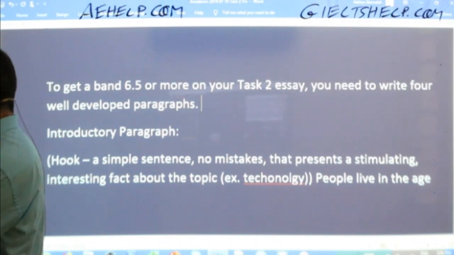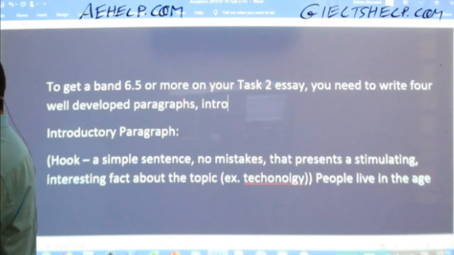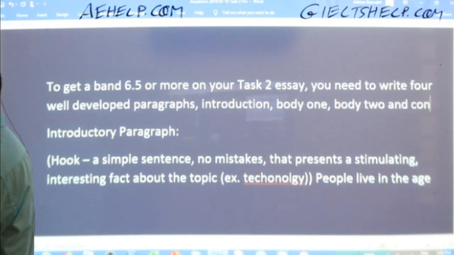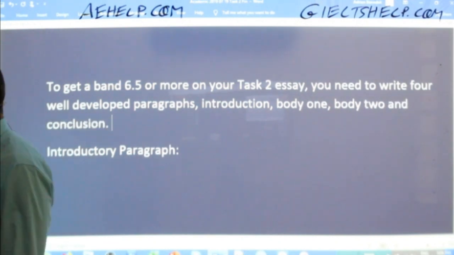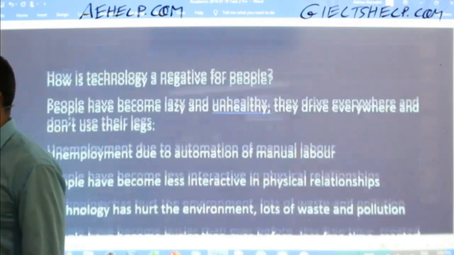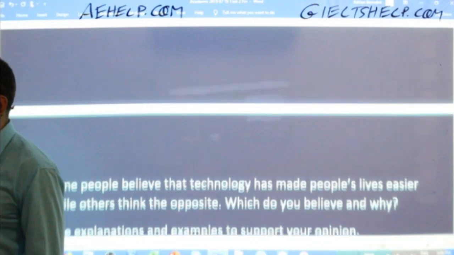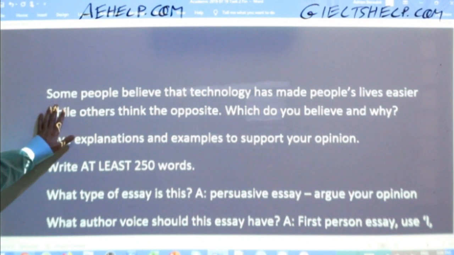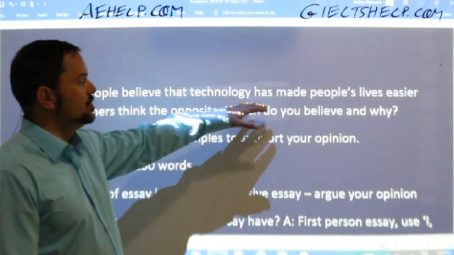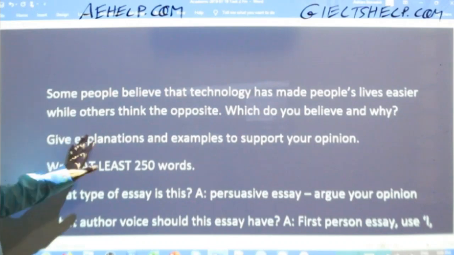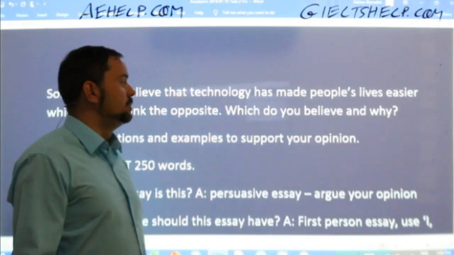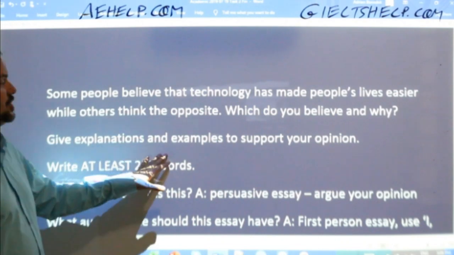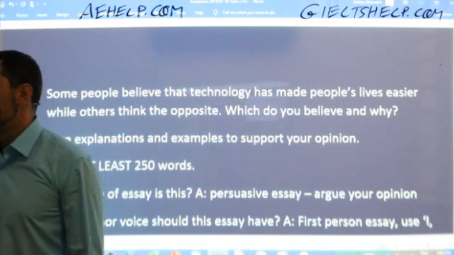All right, so 4 well-developed paragraphs: introduction, body 1, body 2, and conclusion. That's the basic idea. Now let's read our question one more time so everybody who's in the class has a clear idea of what we're doing. So this is the Task 2 question. Some people believe that technology has made people's lives easier, while others think the opposite. Which do you believe and why? Give explanations and examples to support your opinion.